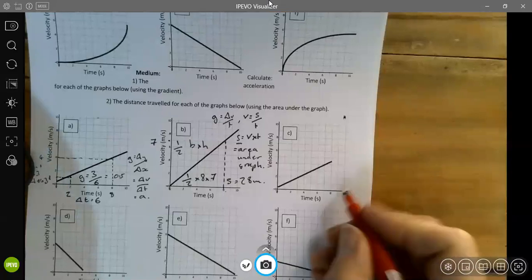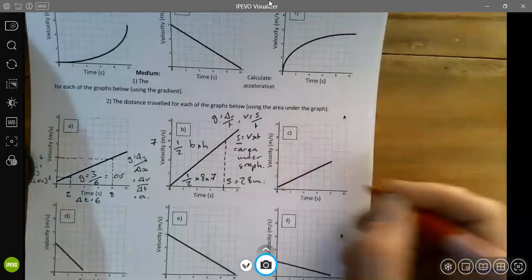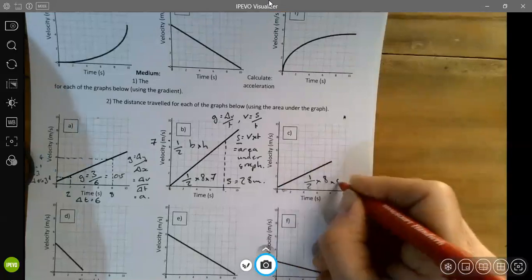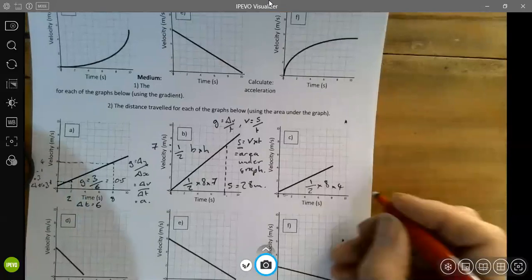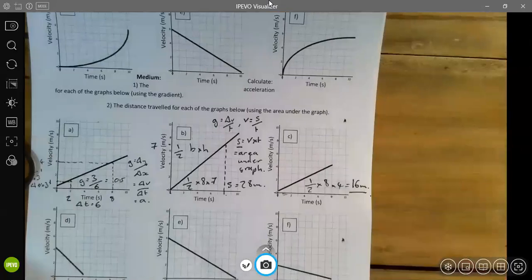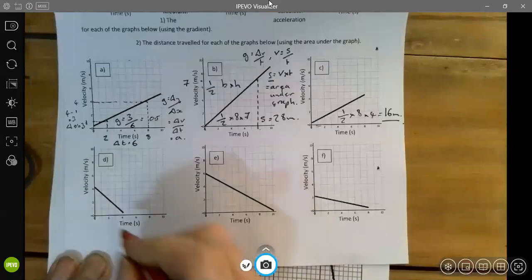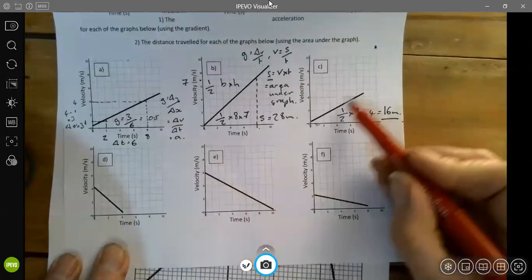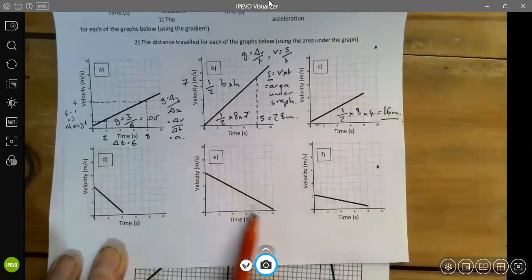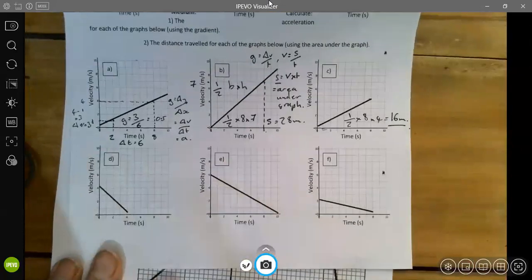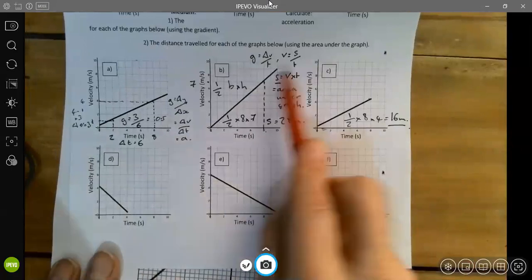And what you'll find then is the area under here is given by half times base, which is 8, times height, which is 4. That's 8, 16, 32, which is 16 meters. And that's the answer we've got. Now, with these here, these are just showing deceleration. All these are showing acceleration. These are showing deceleration, which is negative acceleration. So you can still work out the displacement in the same method. Okay, good luck.